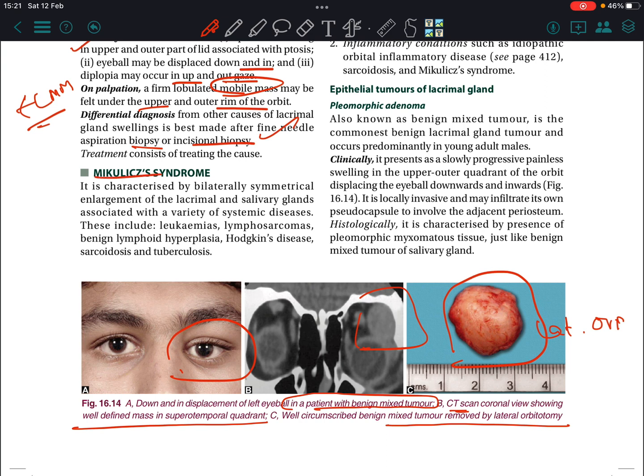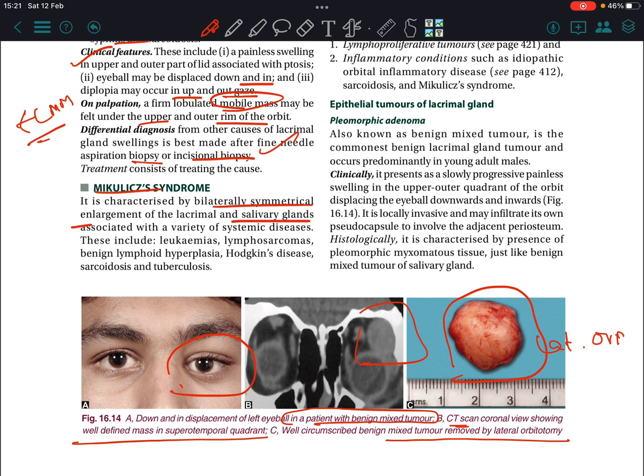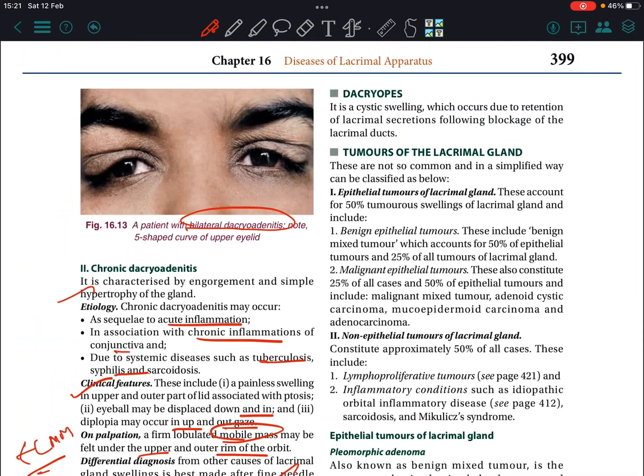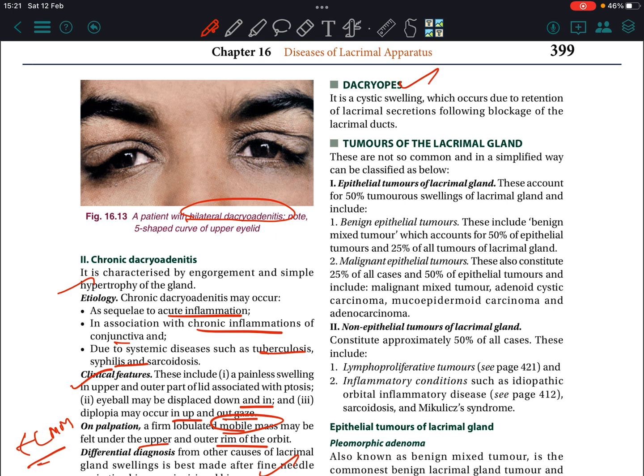Mikulicz syndrome is characterized by bilateral symmetrical enlargement of lacrimal and salivary glands associated with a variety of systemic diseases. These include leukemia, lymphosarcoma, benign lymphoepithelial lesion, Hodgkin disease, sarcoidosis, and tuberculosis. Dacryops: it is a cystic swelling which occurs due to retention of lacrimal secretion following blockage of lacrimal ducts.